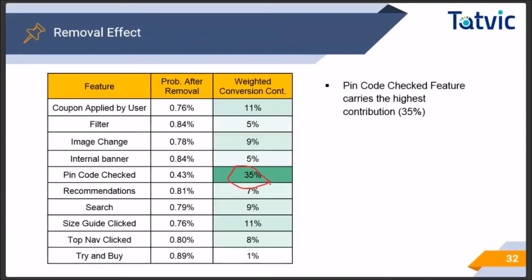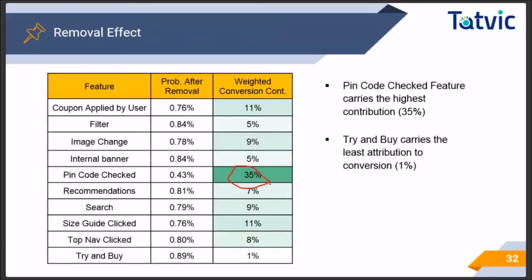So they carry the highest contribution. It seems obvious because most of them have used the pin code feature before final checkout. Maybe they were checking whether you are delivering to that particular pin code, or what was the estimated time of delivery for that particular pin code.